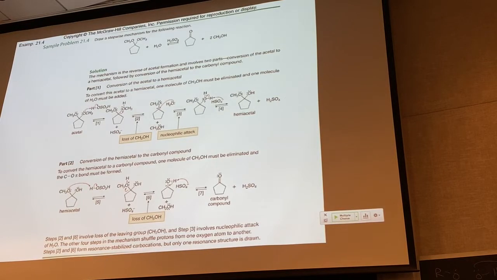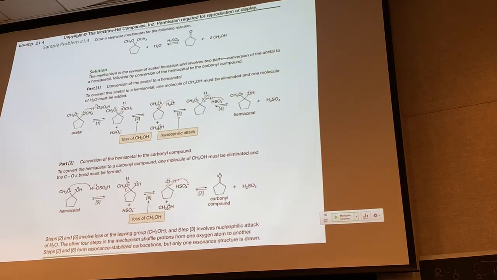But other than the nature of the acid, the mechanism is the same, just in the opposite direction as we go through. Part one, we're converting acetal to hemiacetal. Part two, we're converting hemiacetal to the aldehyde or ketone. One thing I'll mention about this mechanism is that all of the intermediates are either positively charged or neutral. And that's a sign that you've drawn a correct mechanism.